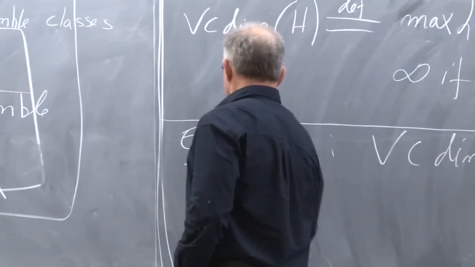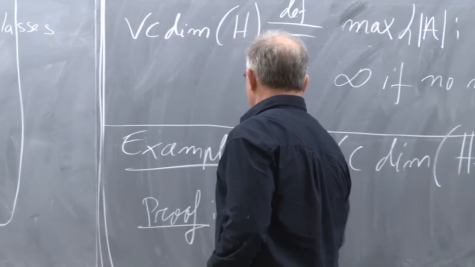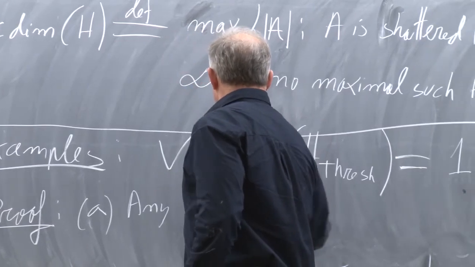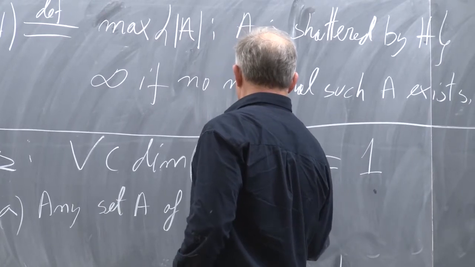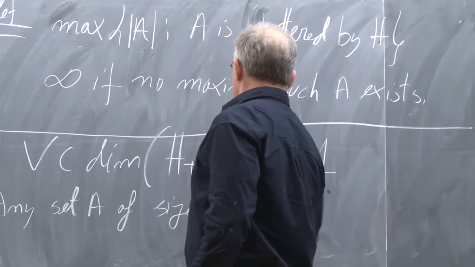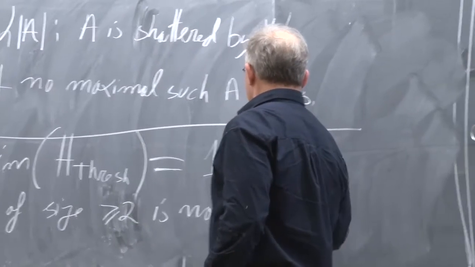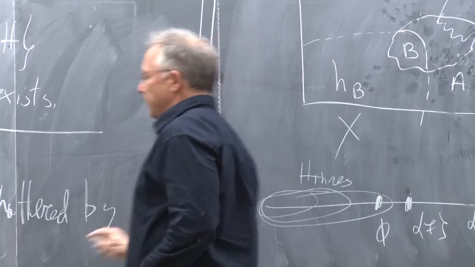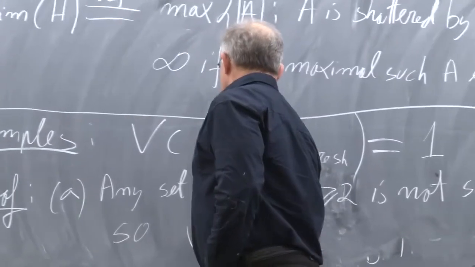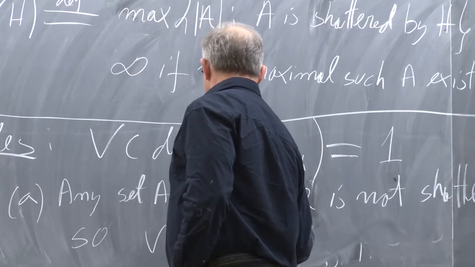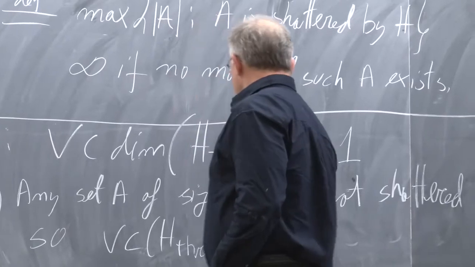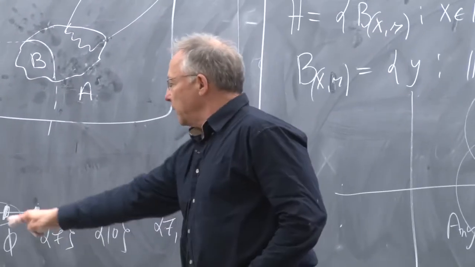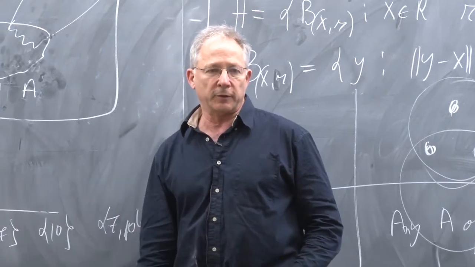So proof. I want to prove that the VC dimension is 1. So I have 2 directions. A, we already showed that any set A of size greater or equal than 2 is not shattered by H threshold. So I can conclude that the VC dimension of H threshold is at most 1, since no set of size 2 is shattered. That's what we saw here. Any 2 points cannot be shattered by thresholds.